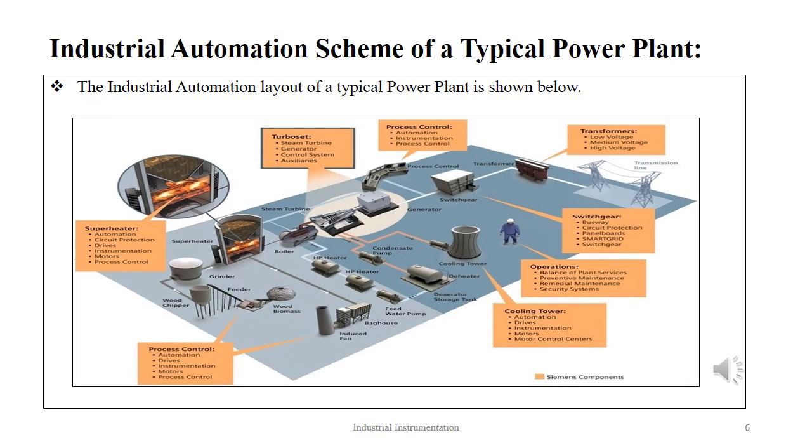Here we see a very typical layout of a power plant. The main functional blocks in a power plant are the superheaters, the turbo set, the process control element, the transformer, the switch gear, the operations, the cooling tower, and the process control or the control panel. All these things are a subject in themselves, but this is a schematic layout just to give an overview of how a power plant functions.